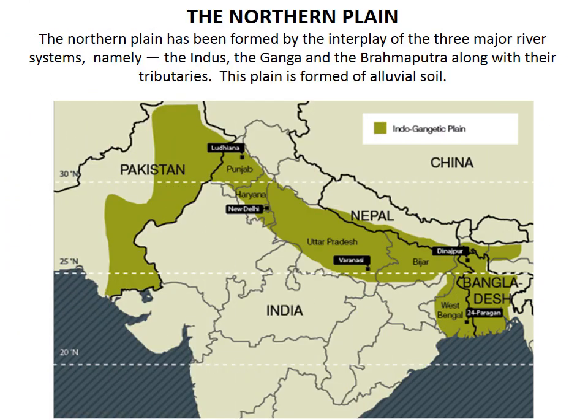The northern plains are often referred to as the Indo-Gangetic Plain. Now, you must be wondering why. It is because the three rivers have together formed these plains: the Indus, the Ganga, and the Brahmaputra, along with their tributaries. And this entire region is rich in alluvial soil.